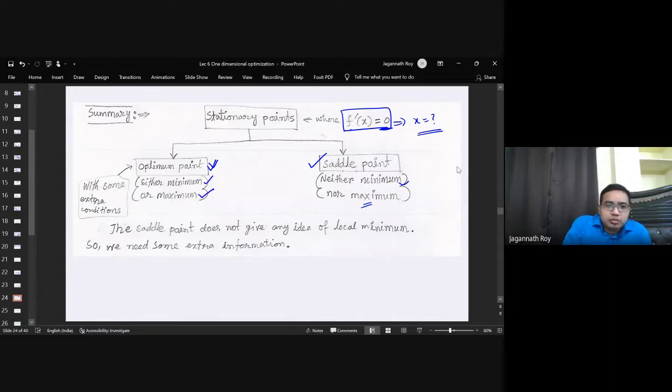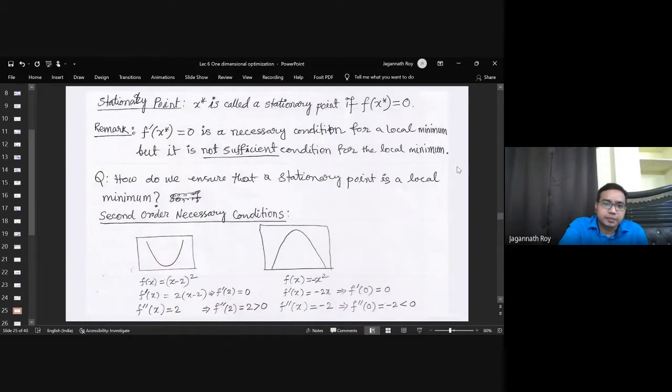So for this, we have to understand some more extra conditions. So what are those conditions? So let us see. Okay. Now stationary point, as we have mentioned, by definition, its derivative will be 0. So f dash x equals 0 is a necessary condition for local minimum, but it is not a sufficient condition for this local minimum.